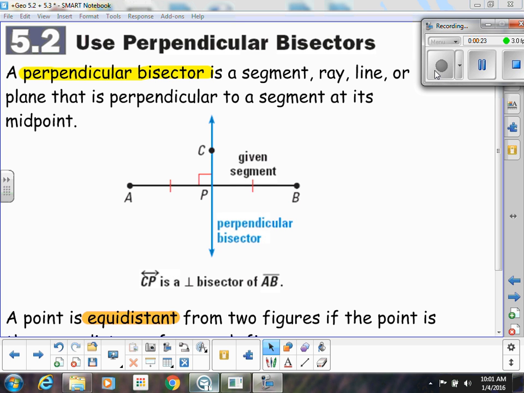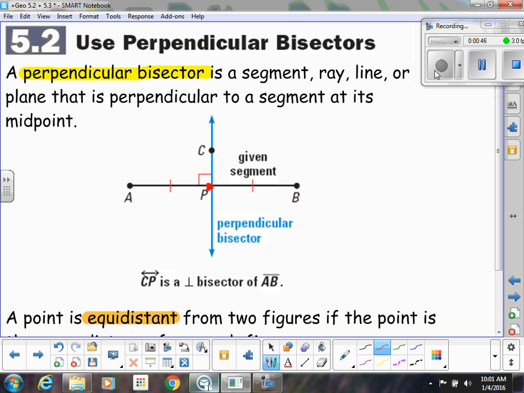All right, in this video, we're going to be talking about perpendicular bisectors and angle bisectors. So a reminder about a perpendicular bisector. It is a segment, ray, line, or plane, and it has to be perpendicular to a segment at its midpoint. So notice that we have this segment AB. Its midpoint is point P. So the line CP is what we call the perpendicular bisector. Notice that AP and PB are congruent to each other.